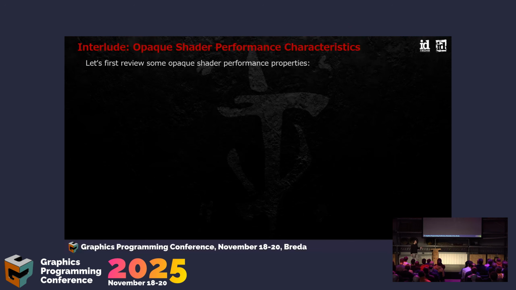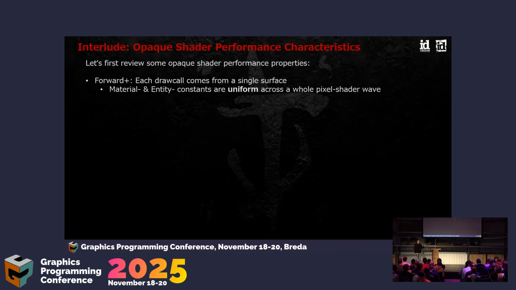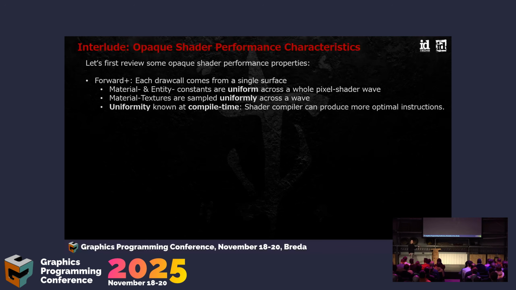All right, before taking a closer look at how we implemented that compute dispatch variant, let's first take a step back and think about what makes a forward plus shader actually perform well. With forward plus rendering, we were in a best case scenario, since all the material and entity constants were read uniformly across the wave, which also means that all the material textures were sampled uniformly. Importantly, this uniformity was already known at compile time, so the shader compilers were able to use fewer VGPRs and output more optimal instructions.